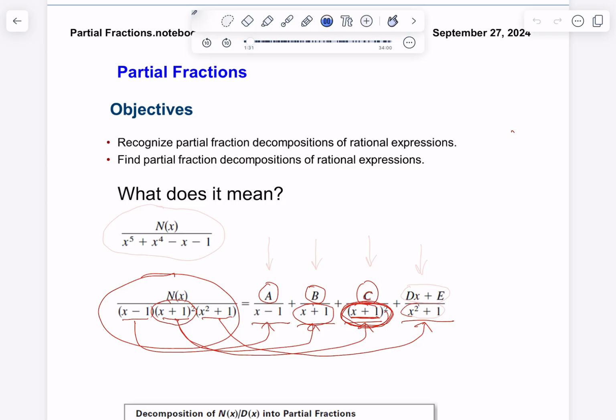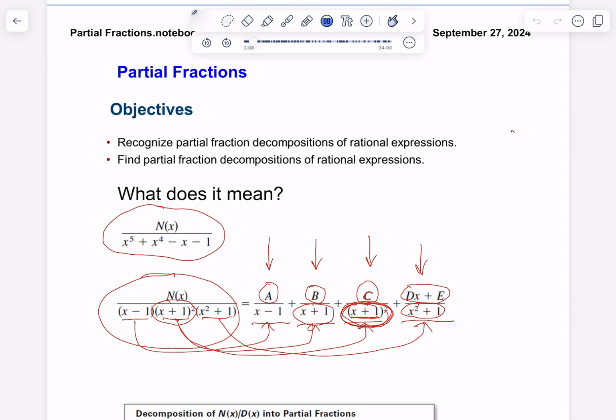Well, for x squared plus 1 here, its irreducible factor is a quadratic. That's why we need to use a linear function in the numerator with two coefficients, D and E. Later, you will learn in calculus that it's often very difficult to directly integrate or take the derivative of a rational function like this. And it's much easier to apply integration or derivative to simpler partial fractions just like this.